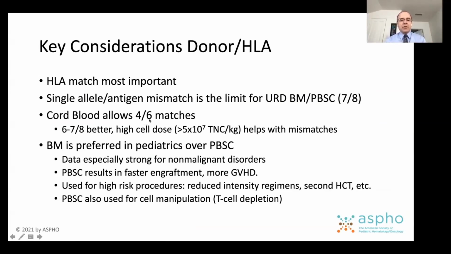For cord blood, you can go up to 4 of 6 mismatch. A 6 or 7 out of 8 allele match is better, and a high cell dose is better if you have mismatches. Bone marrow is preferred over PBSC. There's very strong data in this, and for sure in non-malignant disorders, you want to avoid PBSC. PBSC results in faster engraftment, but you're going to get more GVHD. And it's used for high-risk procedures, mainly reduced intensity regimens and second transplants, where you really need a GVL effect.